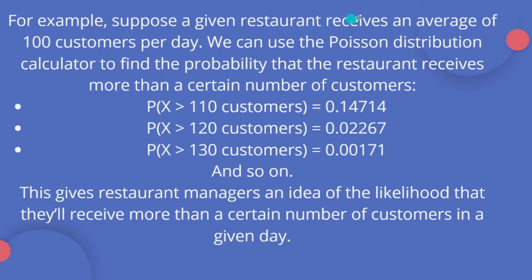For example, suppose a given restaurant receives an average of 100 customers per day. We can use the Poisson distribution calculator to find the probability that a restaurant receives more than a certain number of customers. If the restaurant receives more than 110 customers, the probability is 0.14714. Suppose it receives more than 120 customers, the probability is 0.02267. Suppose it receives more than 130 customers, the probability is 0.0017, and so on. So this helps restaurant managers keep an idea of the likelihood that they will receive more than a certain number of customers in a given day.